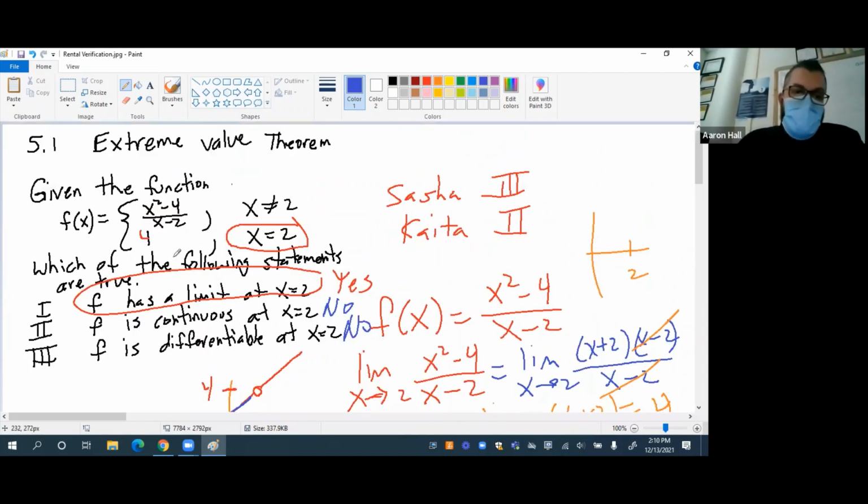So for this one, which of the following statements are true? Only I, right? That Roman numeral 1 is the only one that is true in this case. Okay, moving on.